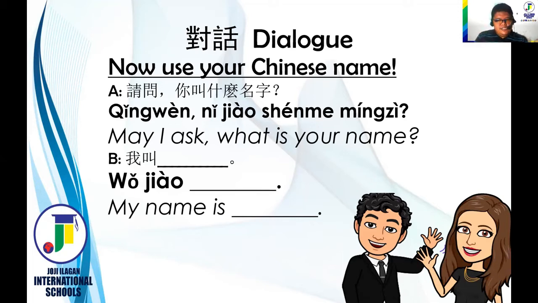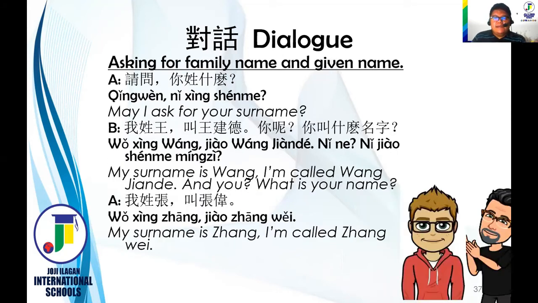Let's practice again. 请问你叫什么名字? What's your response? Good. All right. So again, to answer 请问你叫什么名字? Your response is 我叫, then your Chinese name. Let us proceed to our next template: asking for someone's family name and given name.